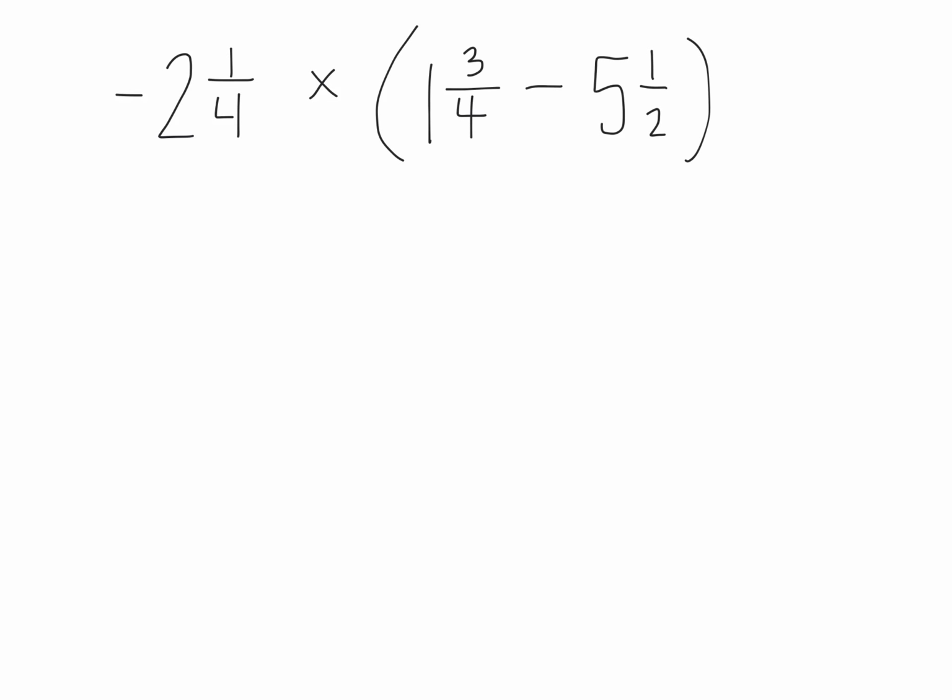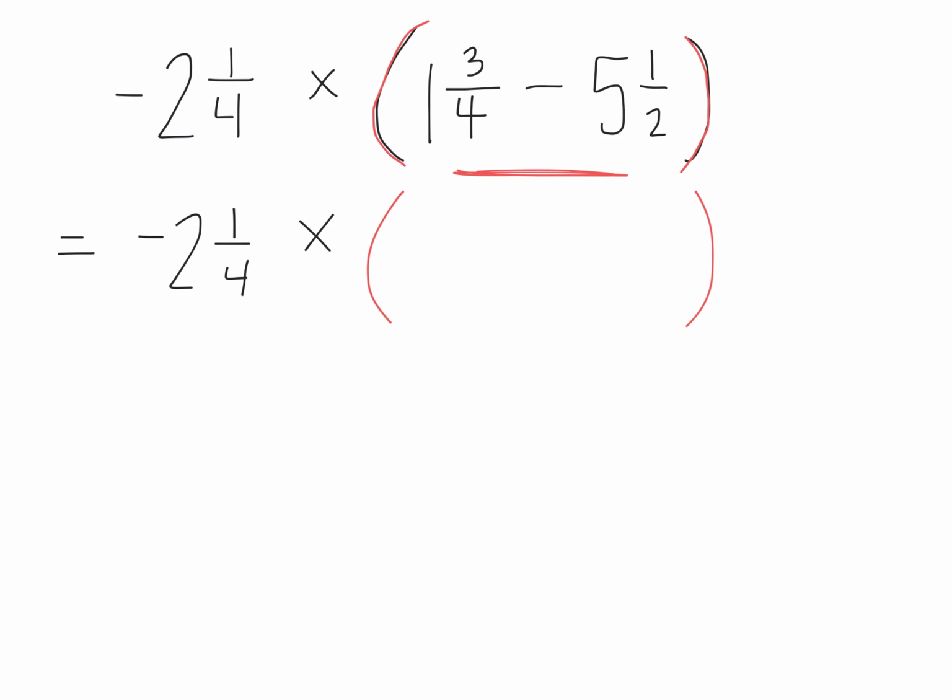Okay, so we have negative 2¼ times [1¾ minus 5½]. And as we discussed, we have brackets, so we need to simplify what's inside the bracket. And that's a subtraction expression. So we're going to leave this for now, negative 2¼. We're going to multiply it by whatever the solution is to 1¾ take away 5½.